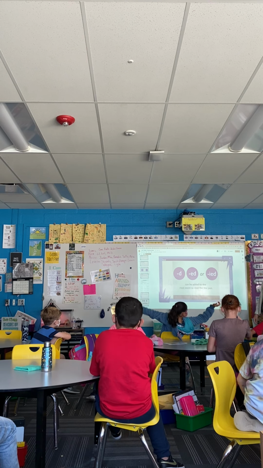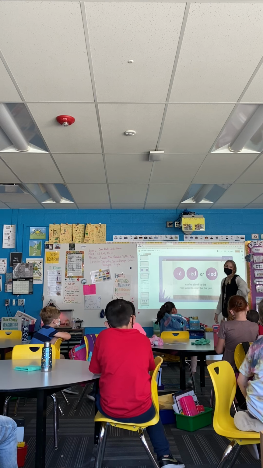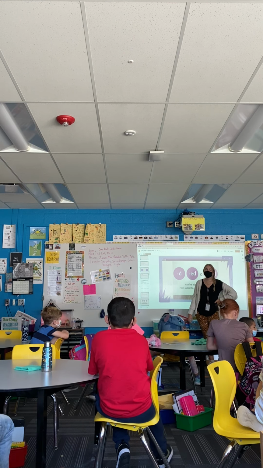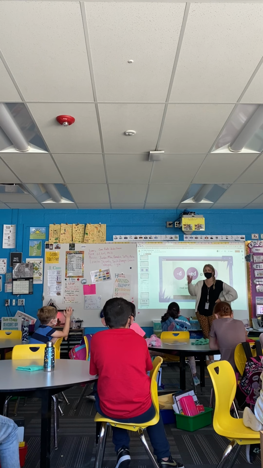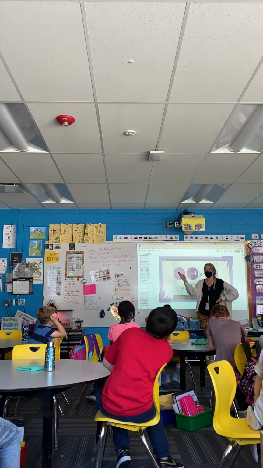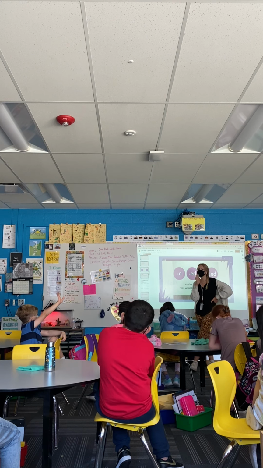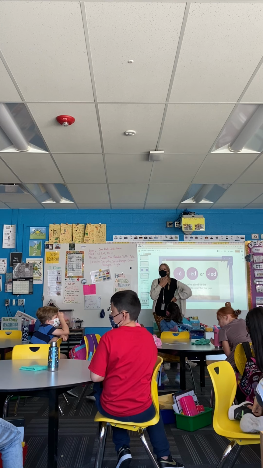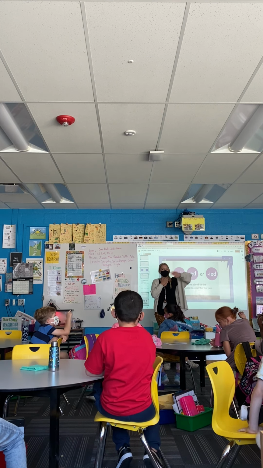So if I said, let's say Serenity painted a picture. Does that mean she's doing it right now? Does that mean she did it in the past? Or does that mean she's going to do it in the future? Raise your hand. If I said Serenity painted a picture, Dallas, what do you think? I think it means in the past. It means in the past. It means she already did it.